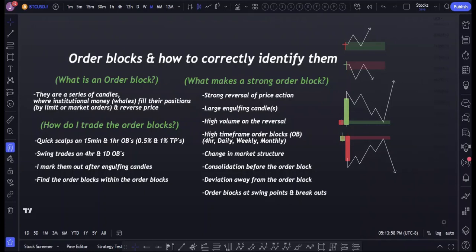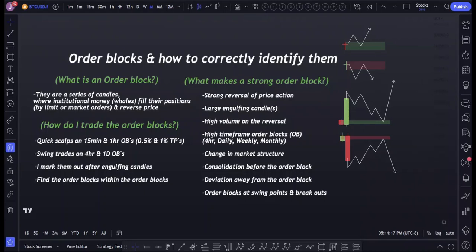Now in the second video I do on order blocks, it's going to be the different types, and I'm going to be explaining how I use the horizontal support resistance levels in confluence with the order blocks, okay? Now, just as a quick reminder, we're going to go through this presentation of order blocks and how to correctly identify them. Again, what is an order block?